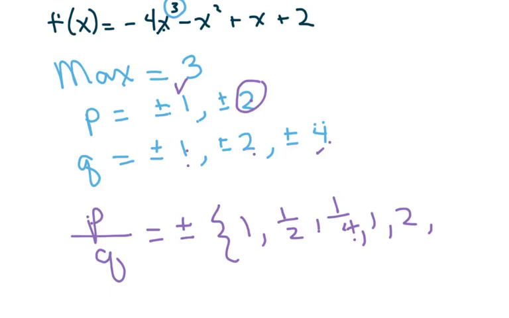So these are your possible rational zeros. Let me erase that. Okay.